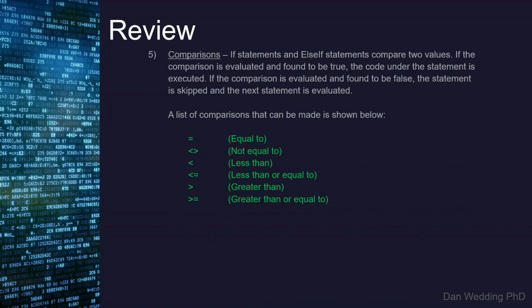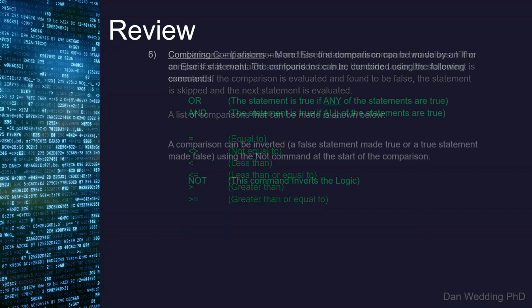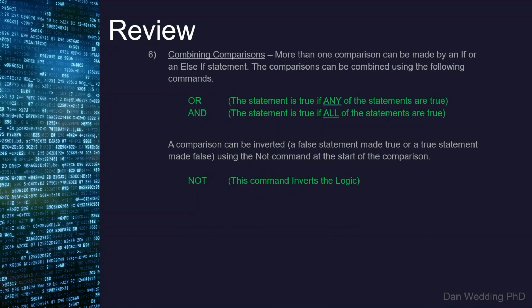If statements and else if statements compare two values. If the comparison is evaluated and found to be true, the code under the statement is executed. If the comparison is evaluated and found to be false, the statement is skipped and the next statement is evaluated. A list of comparisons that can be made is shown below. More than one comparison can be made by an if or else if statement. The comparisons can be combined using the following commands. A command can be inverted using the not command at the start of the comparison.